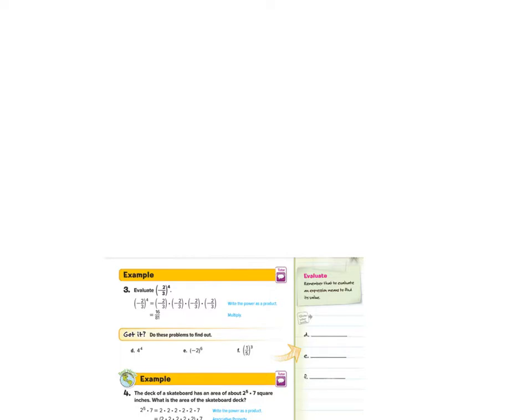Okay, example 3. Now they want you to evaluate. Essentially, they want you to give the real value, or solve. So you can see here that now we're being given the exponential format of negative 2/3 to the power of 4. You know that negative 2/3 is being multiplied by itself 4 times. It tells you right there.